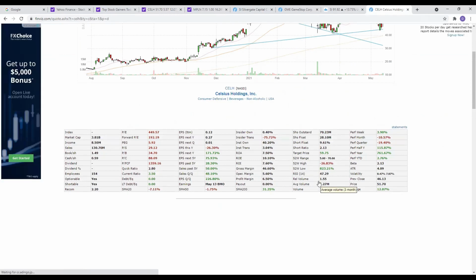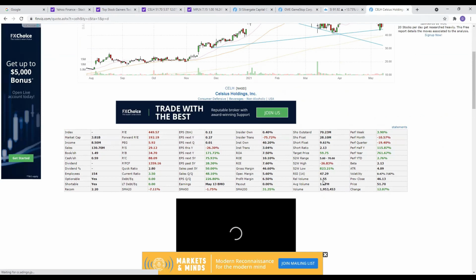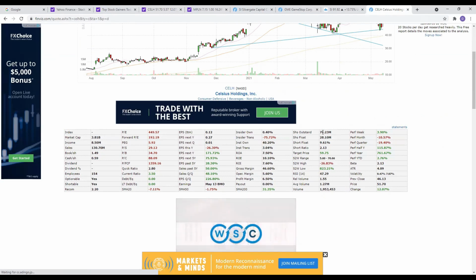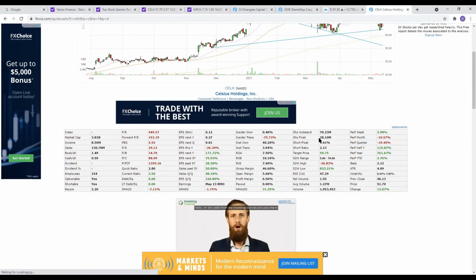Relative volume is less than 2. I don't like the relative volume. It doesn't show a very high demand. The float is all right. It's actually less than half, because if the shares outstanding is 70 million and the float is 28 million, the float is about half.